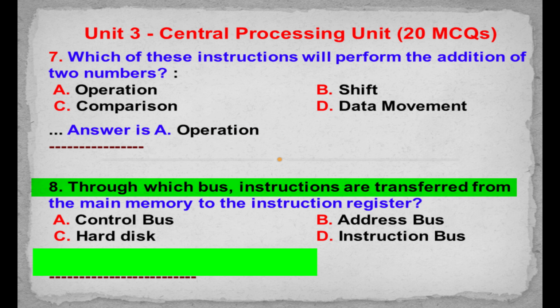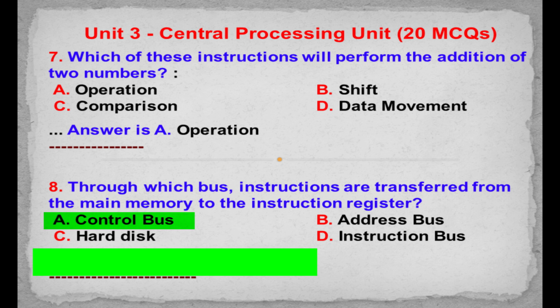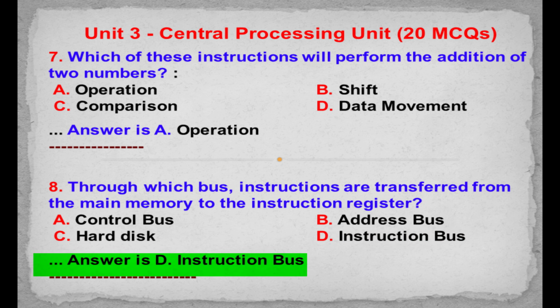MCQs number 8. Through which bus are instructions transferred from the main memory to the instruction register? Option A, control bus. Option B, address bus. Option C, hard disk. Option D, instruction bus. Correct answer is option D, instruction bus.